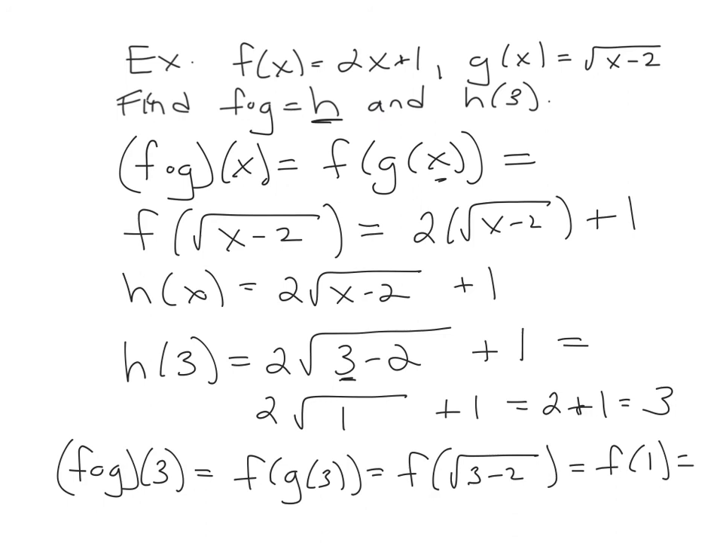Now I'm going to plug 1 in. 2 times 1 plus 1 equals 2 plus 1, which is 3. You'll notice you come up with the same value. So either way works, because h is defined so that h of 3 is just f composed with g of 3. This completes section 2.2.